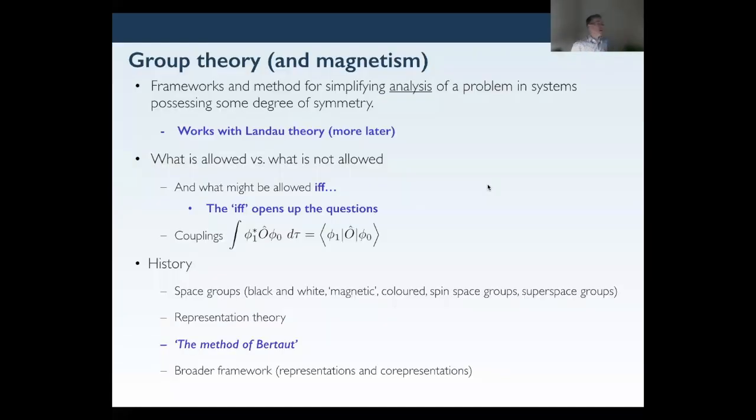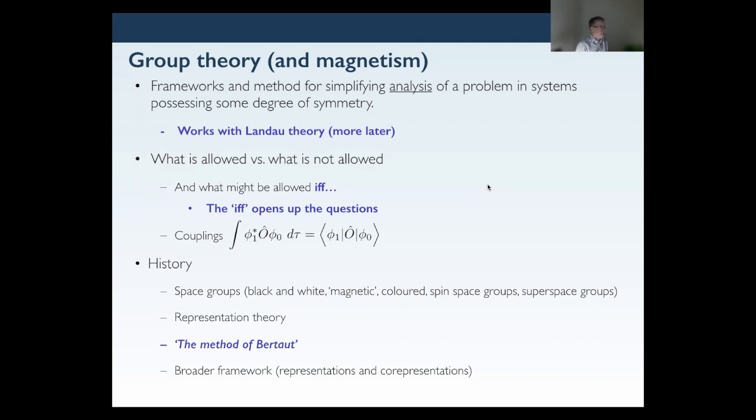As we've heard, we have group theory, and we're applying it to magnetism. There are different frameworks and methods that we can be using. We're using them to simplify the problems that we're dealing with. We can bring in Landau theory, and that's one of the things I'm going to do in this presentation.